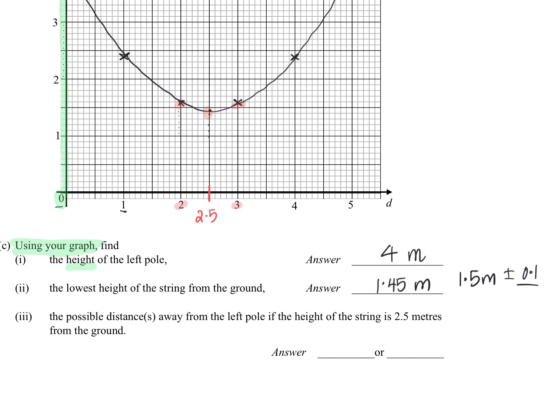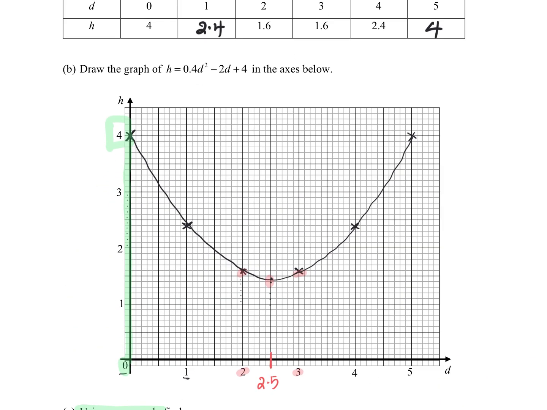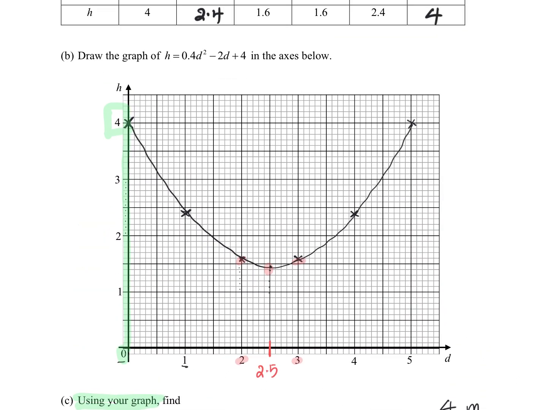Okay, next one, find the possible distances. This one is one of my favorites. Distances, meaning how many solutions? There will be 2 solutions away from the left pole, from the left pole, if the height is 2.5 meters. The height is 2.5 meters now. That means my h, which is my height, the y-axis, I'm going to look at my y-axis. How much was the height? 2.5 meters. So where's 2.5? This is 2. This is 2.5.